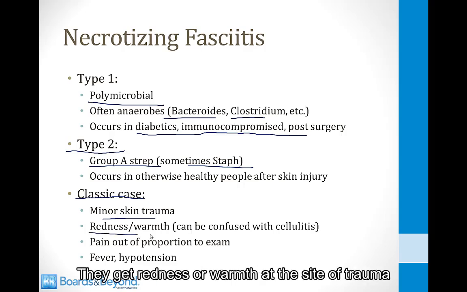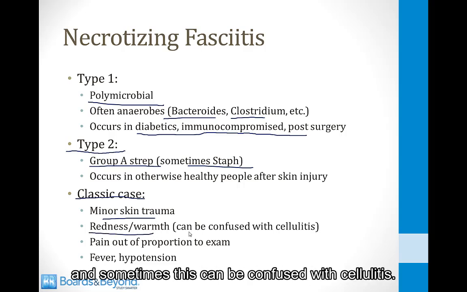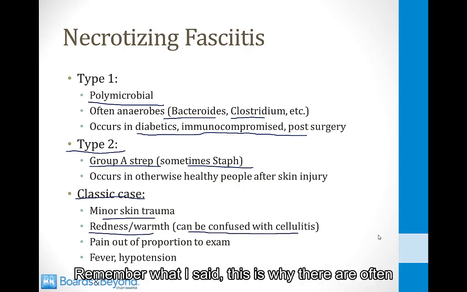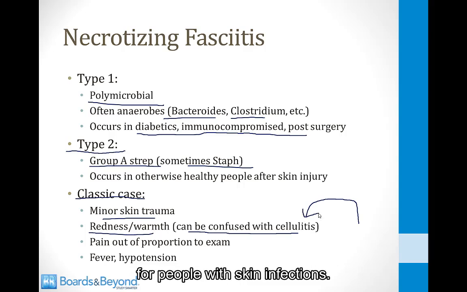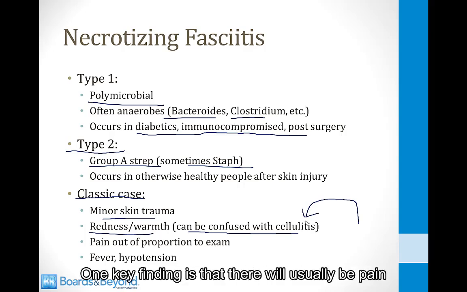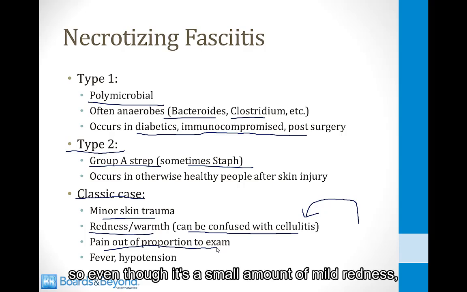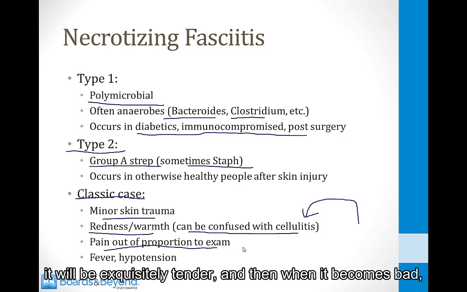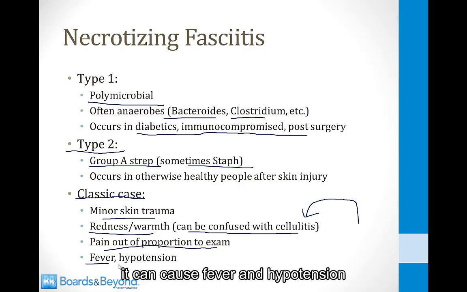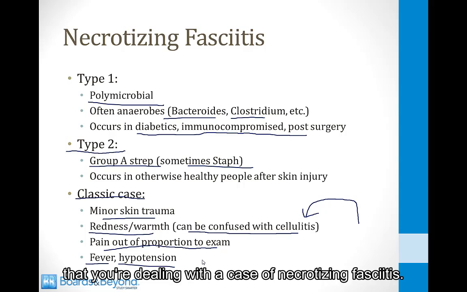They get redness or warmth at the site of trauma, and sometimes this can be confused with cellulitis. Remember what I said, this is why there are often surgical consultations done in the ER for people with skin infections. One key finding is that there will usually be pain that's out of proportion to the exam, so even though it's a small amount of mild redness, it will be exquisitely tender, and then when it becomes bad, it can cause fever and hypotension, which makes it obvious that you're dealing with a case of necrotizing fasciitis.